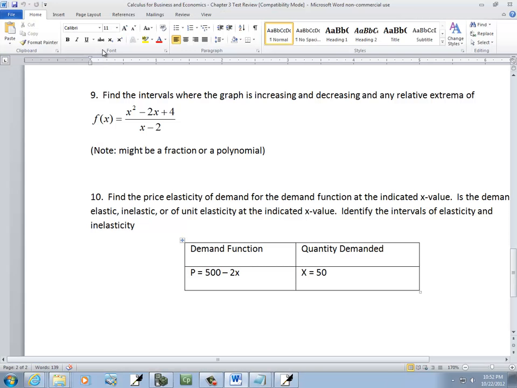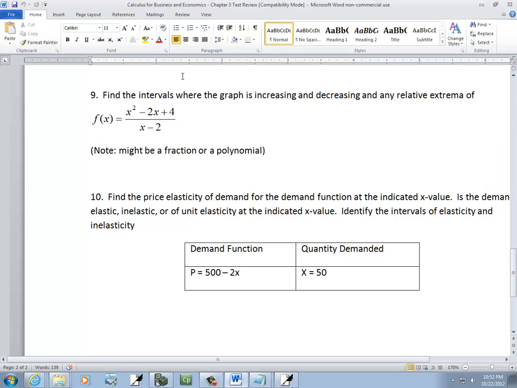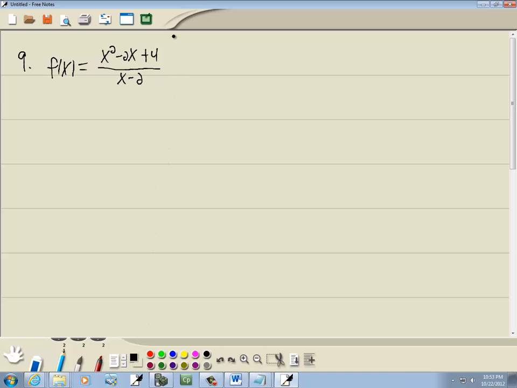Got f of x is equal to x squared minus 2x plus 4 over x minus 2. And find intervals where it's increasing, decreasing, and relative extrema. Well, we have to use the quotient rule here. Top is p, bottom is q. So p prime would be 2x minus 2. Q prime would be 1. So p prime q minus p q prime over q squared.